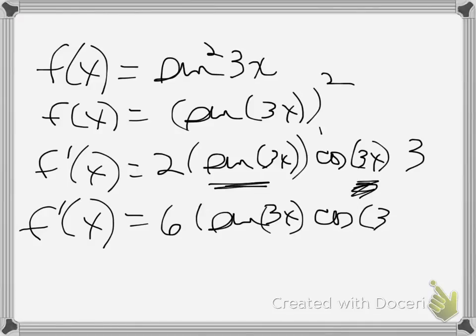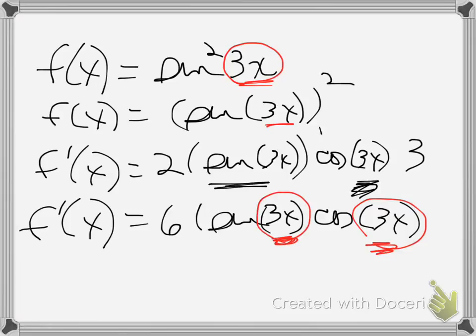cosine 3x. And the big takeaway here is that I want you to notice your angles never change. So if you find that your angle ends up being 3, you know you've done something incorrectly. Whatever angle you came in with, which was 3x, has got to be the angle that you leave with. And we have it two places here, but it is the same angle. Okay, so that's the notes for this section.